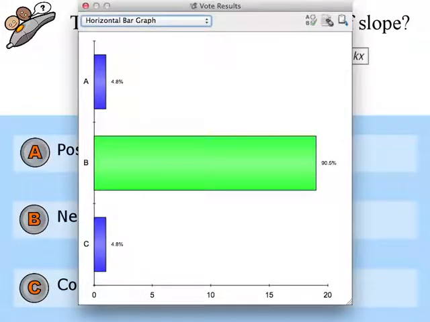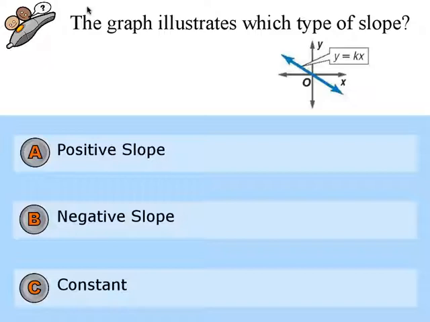The answer is B. Why is it B? Because it goes down. That's right. Negative slope means it goes down. It's kind of like one of those things. Negative usually means like you lose money. Okay, and if you were going to look at a graph of you losing money, it's going to go down. Okay, not real good.